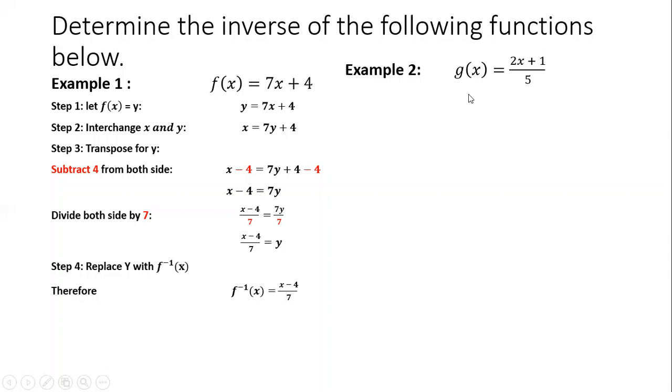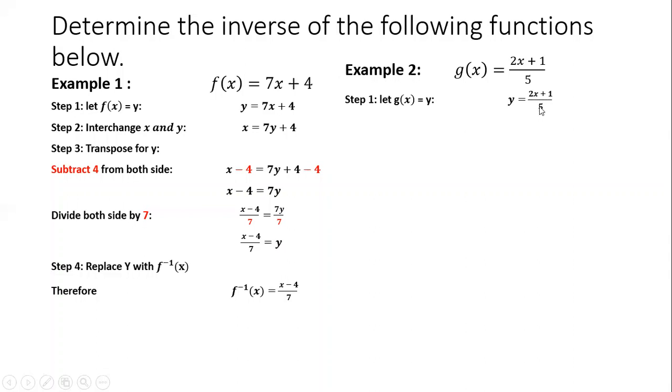So we're going to let g(x) = y and then rewrite the function in terms of y. So this is how you would write that. So note here where we originally have g(x), we now have y. So the function is y = (2x + 1)/5.